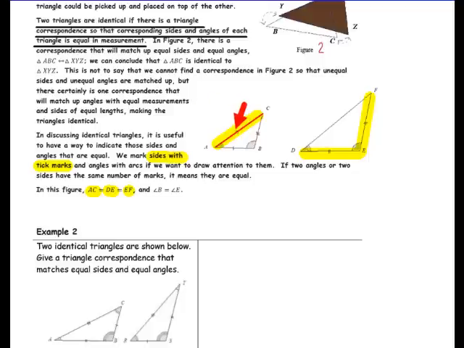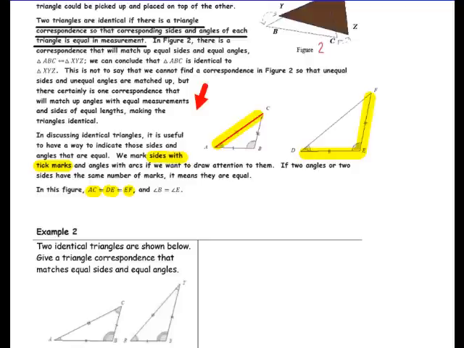There are two tick marks, and two tick marks. And that means that this side length is the same as this side length, which is the same as this side length.